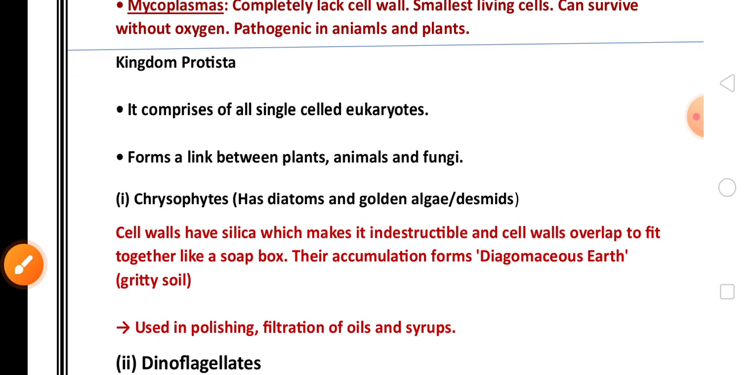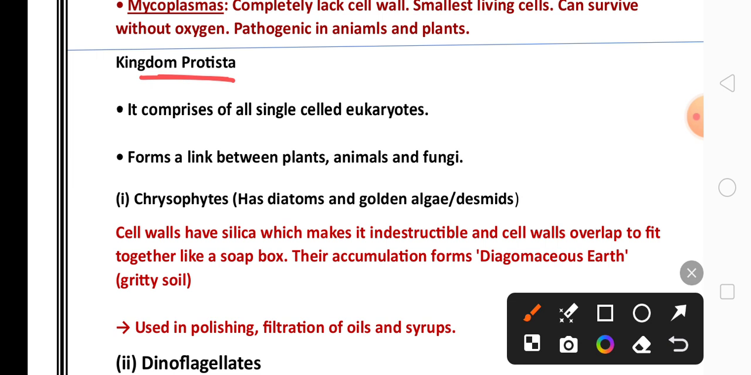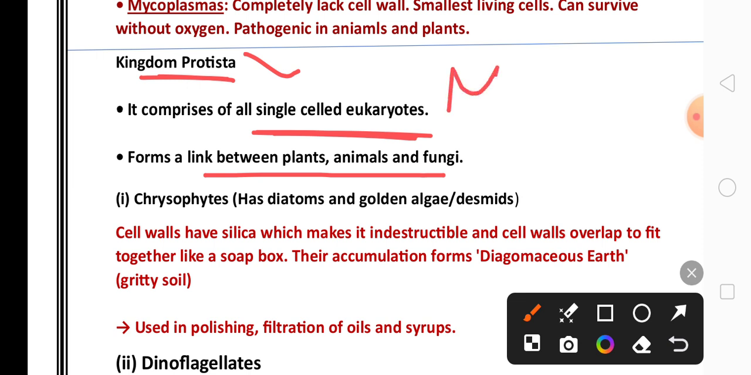Now the second kingdom is kingdom Protista. This kingdom includes all single-celled eukaryotes. And kingdom Protista is a taxonomic misfit because it forms a link between plants, animals and fungi. This kingdom is a taxonomic misfit because it finds link with other organisms.